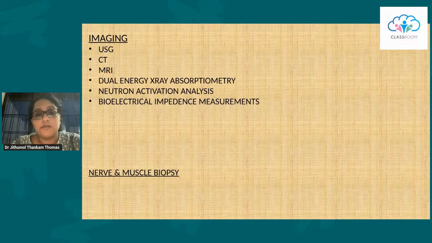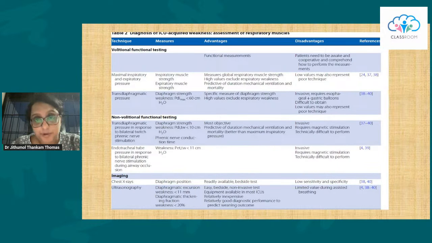Now, if you want to assess your respiratory muscle function, you have volitional tests and non-volitional tests, such as you can check the maximum inspiratory and expiratory pressures. You can do a transdiaphragmatic pressure. Now, this is quite invasive. You have to put balloons into the stomach as well as into the esophagus, and you measure the pressure difference between the pressure in the balloon in the stomach and the balloon in the esophagus. That's called the transdiaphragmatic pressure.